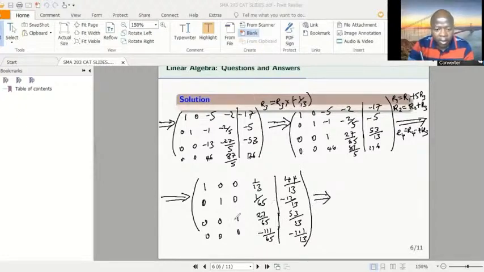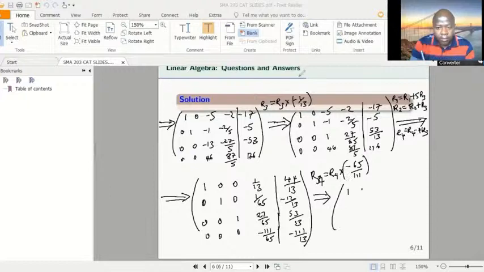Now, so we already have achieved 1 here. So we now want a 1 in this position. That means to get the new row 4, I will take the current row 4 and multiply it by, because we wanted a 1 here, negative 65 out of 11. And so what does that give us?